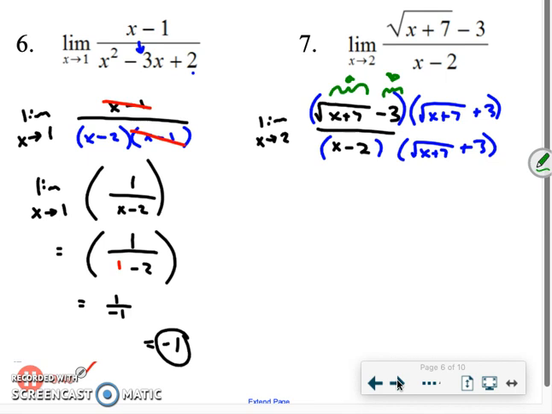So if we were to take our numerator, again, by multiplying out those conjugates, we're going to say that a squared minus b squared is going to look something like this.